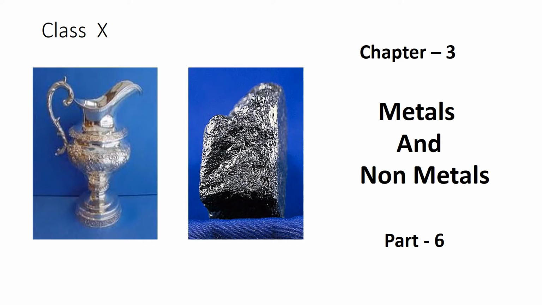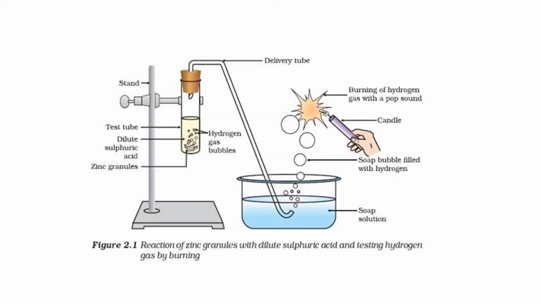Now, let's begin with part 6 of metals and non-metals. In the previous videos, we have discussed the chemical reactions of metals with water and with oxygen. Now, in this video, we will discuss the reactions of metals with acid. So, it starts with this activity.